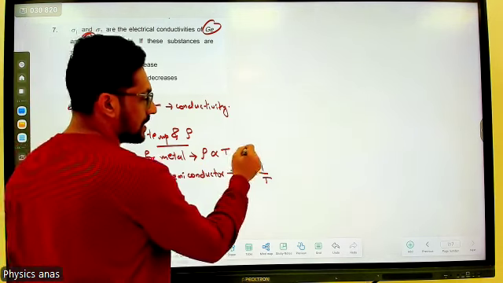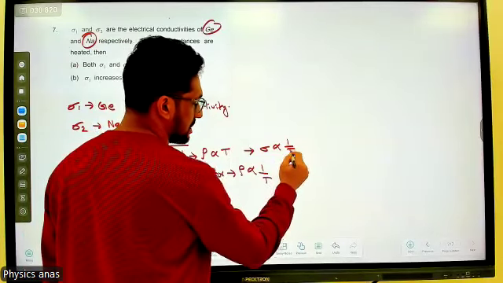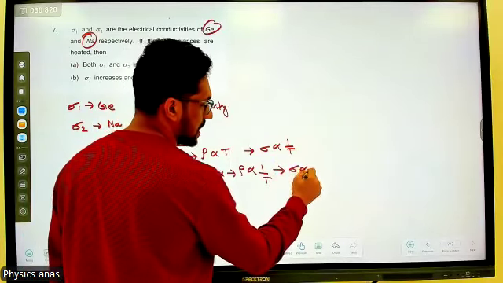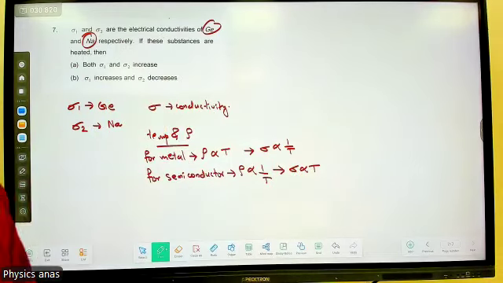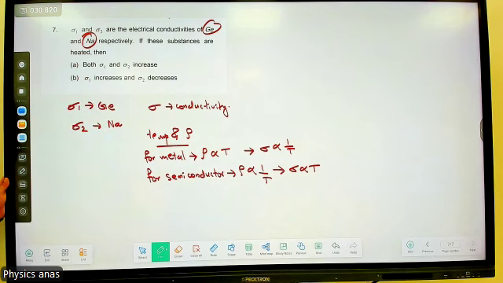Okay. So what about conductivity? For metal, conductivity is inversely proportional to temperature. For semiconductor, conductivity is directly proportional to temperature. This is the idea. What is germanium? Germanium is a semiconductor. And sodium is a metal.